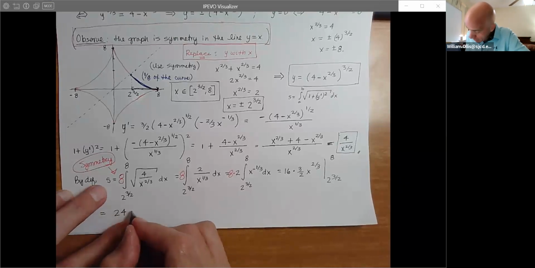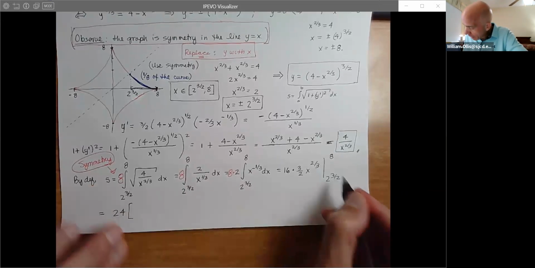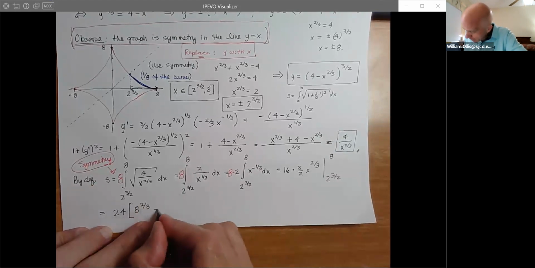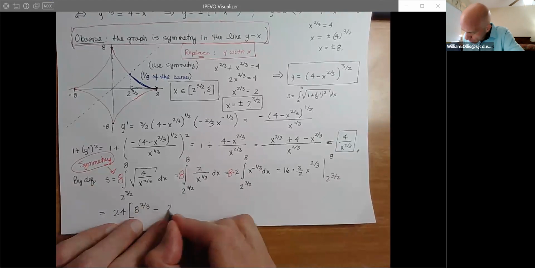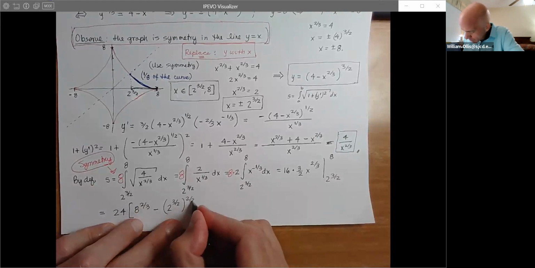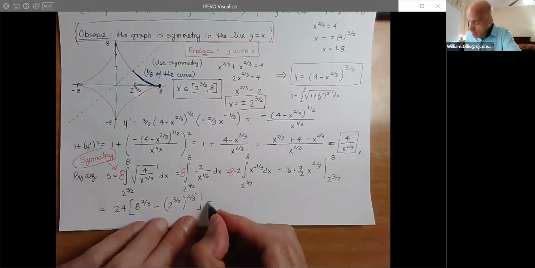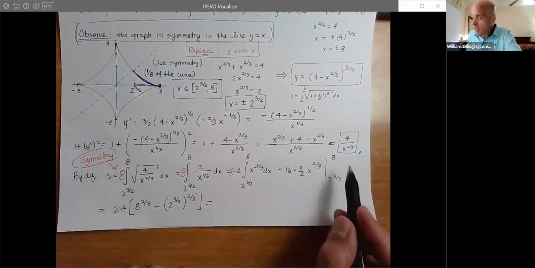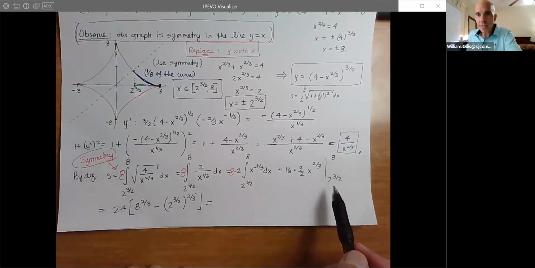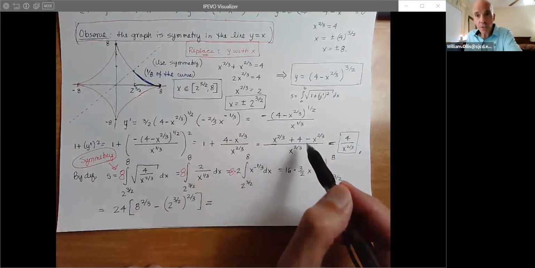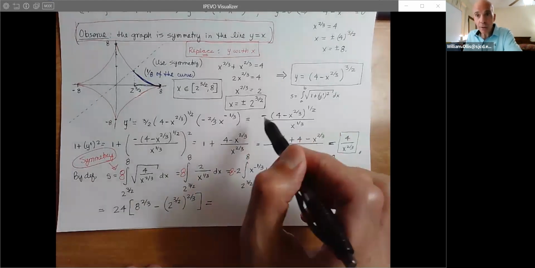So we have, what do we have? 8, so we get 8 to the 2/3 minus 2 to the 3/2 to the 2/3. So what's nice about this is that we have reduced this problem to a simple calculus 1 integral. But again, you could have done this in calculus 1. You could have done this problem in calculus 1.